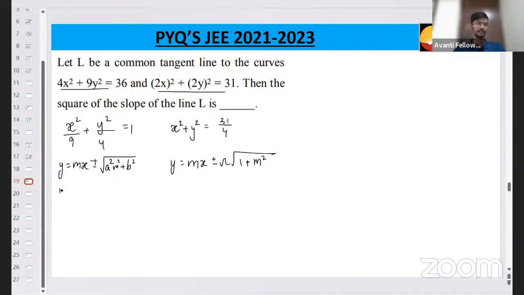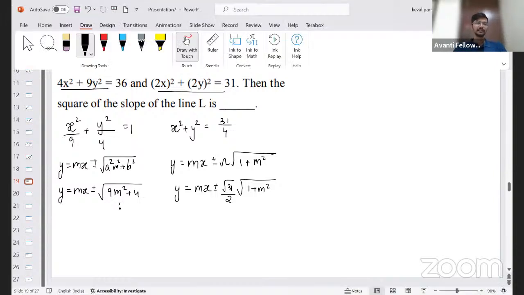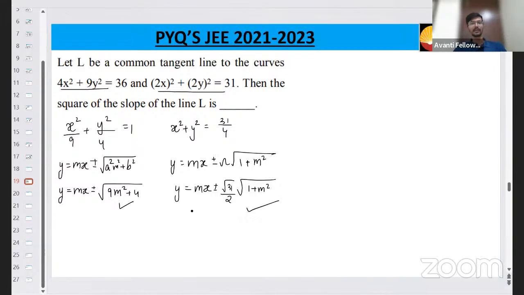Right? So let us substitute the values. y is equals to mx plus or minus under root of 9m square plus 4, where a square is 9. And here y is equals to mx plus minus r, r is root 31 by 2, under root of 1 plus m square. Now, they are saying that this tangent and this tangent both are common tangent. That means they both represent the same line.